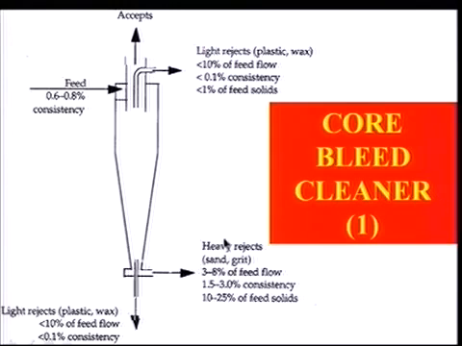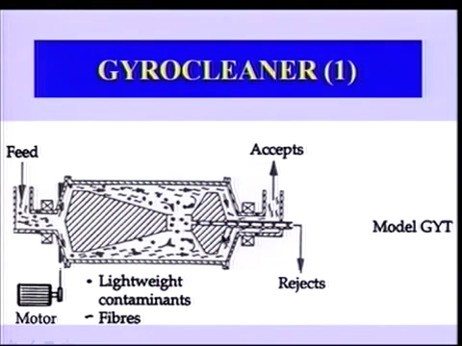The last type of cleaner is the gyro cleaner, where the whole cylinder body is rotating at a high speed. The fiber water contaminant mixture comes in, swirls around, and low density material migrates toward the center and is removed through the central tube as rejects. The remaining material comes out through the annular space as accepts.